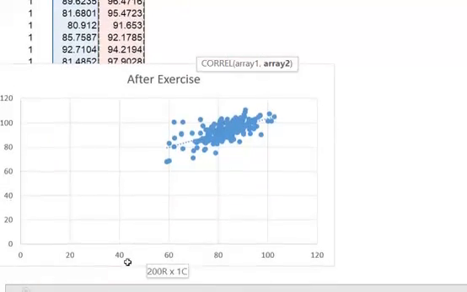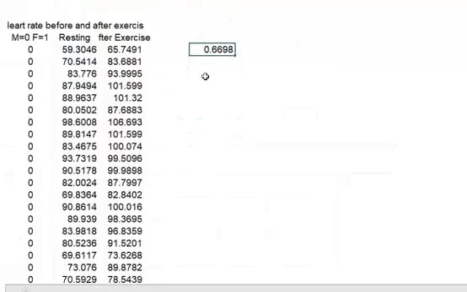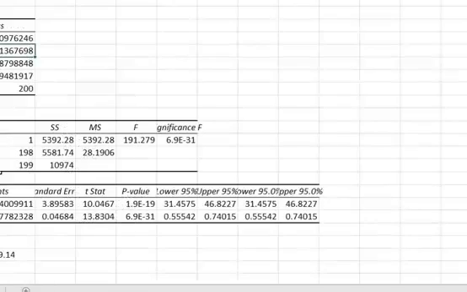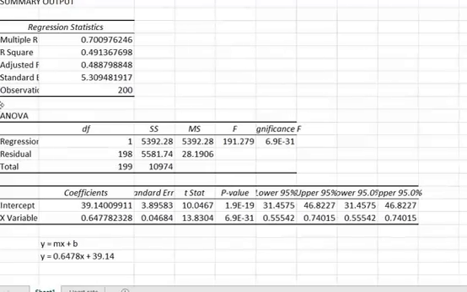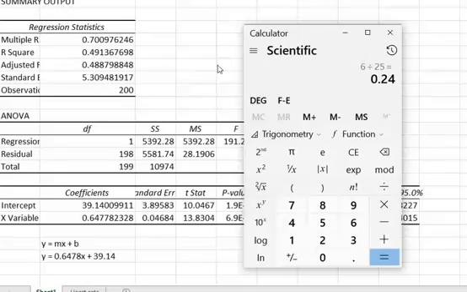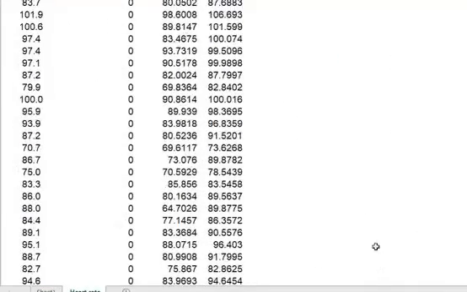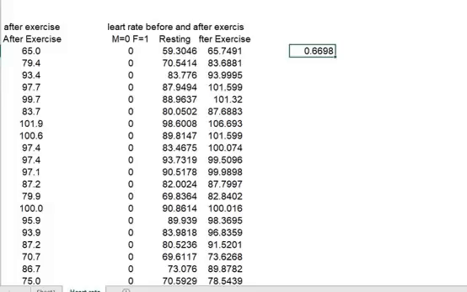Okay, but like I said, this is going to be the same value if you just take a square root of R squared, 0.6698. That's the correlation coefficient. You can get the same value from the R squared. I've got 0.491367. That's probably enough. Take a square root. Oh, and it is a little different. Maybe I accidentally put a cell with 0 and 0 in it. But they're really close. They should be the same.